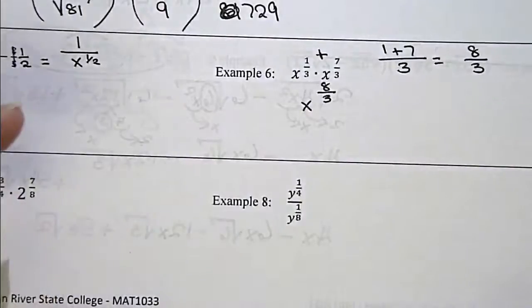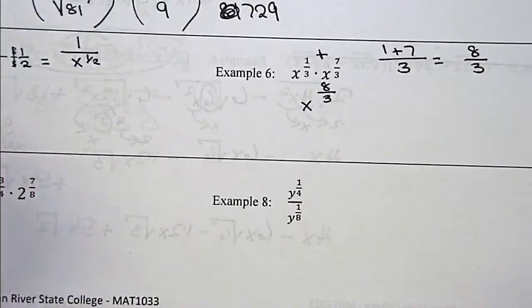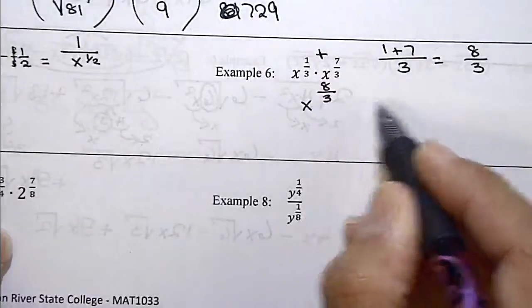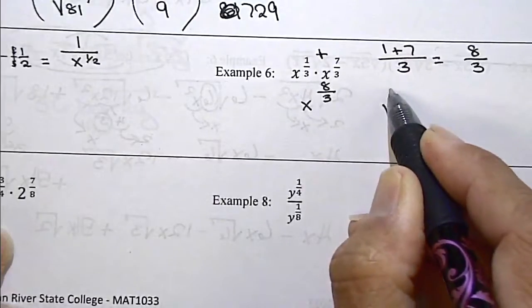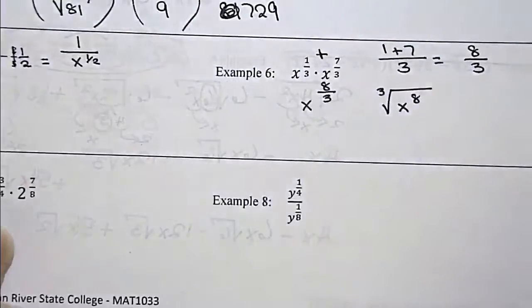Now, there's no fraction involved in this one. I'm going to go ahead and finish it out, because what I want to do is write it as a radical expression. I always say those backwards. And I want to fix that by saying, okay, this is really the cube root, isn't it? It's really the cube root of x to the power of 8.